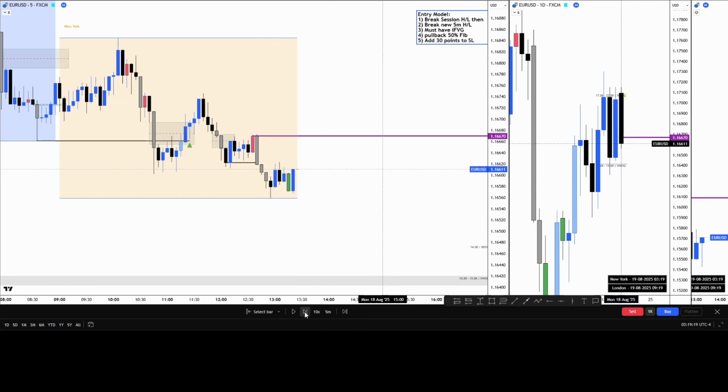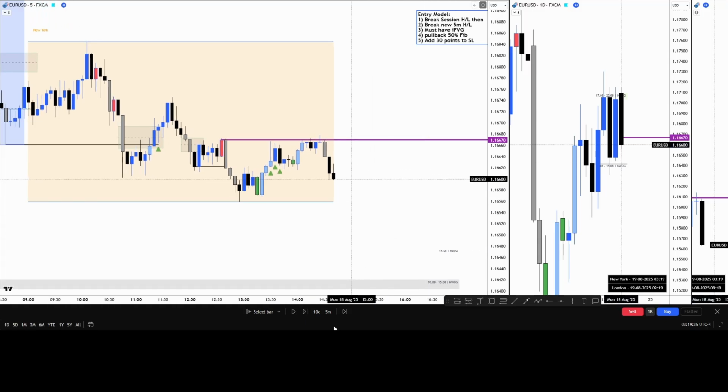Let's wait. Price rejected off that order block again multiple times and continued the sell.